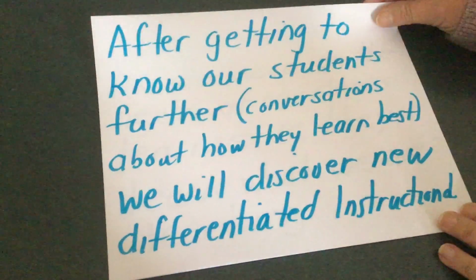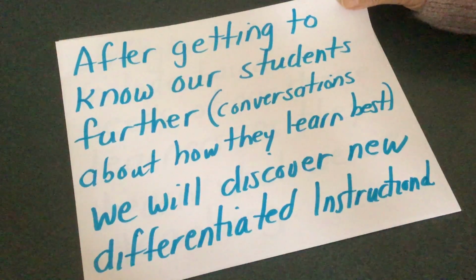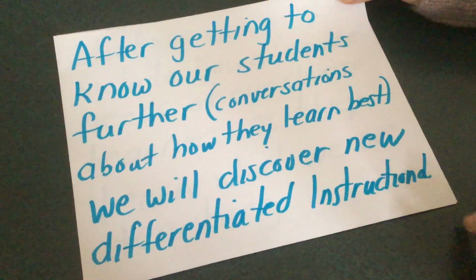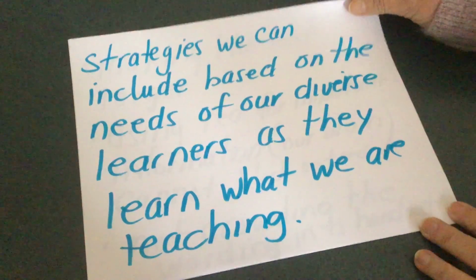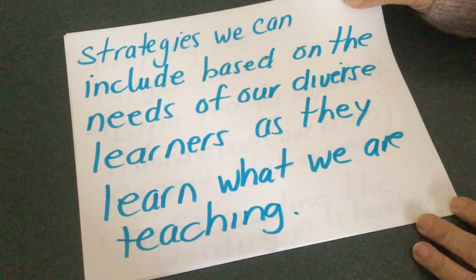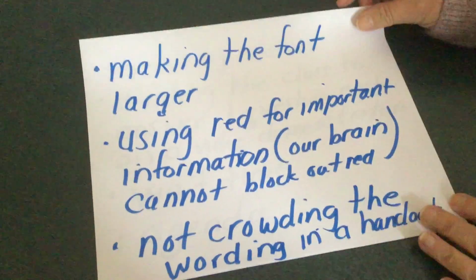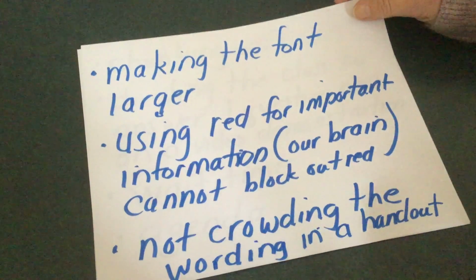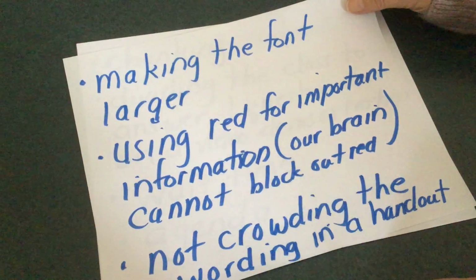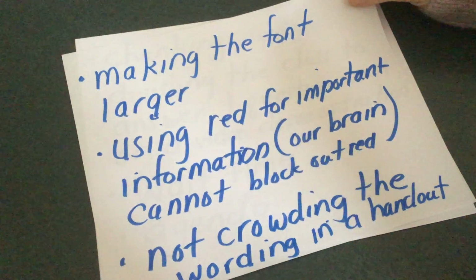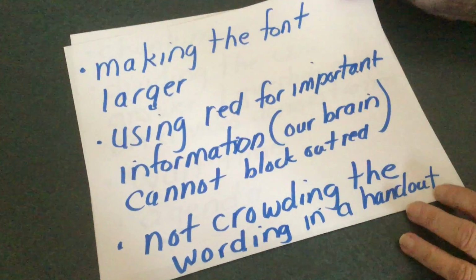After getting to know our students further through conversation, self-assessment, etc., and them talking about how they learn best, we will discover new differentiated instructional strategies we can include based on the needs of our diverse learners as they learn what we are teaching. And it depends on different classrooms. So we might learn that some of the students in our class need a larger font, so we do that for everybody. Some people learn using red for important ideas, so using color is important because our brain cannot block out red.